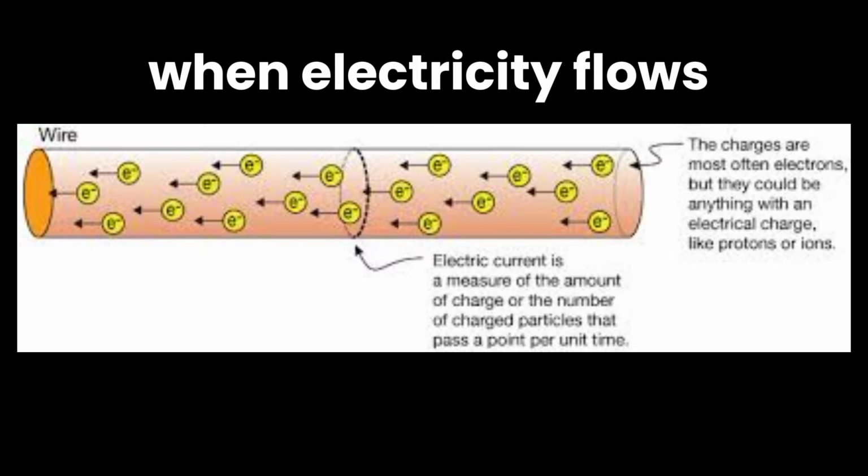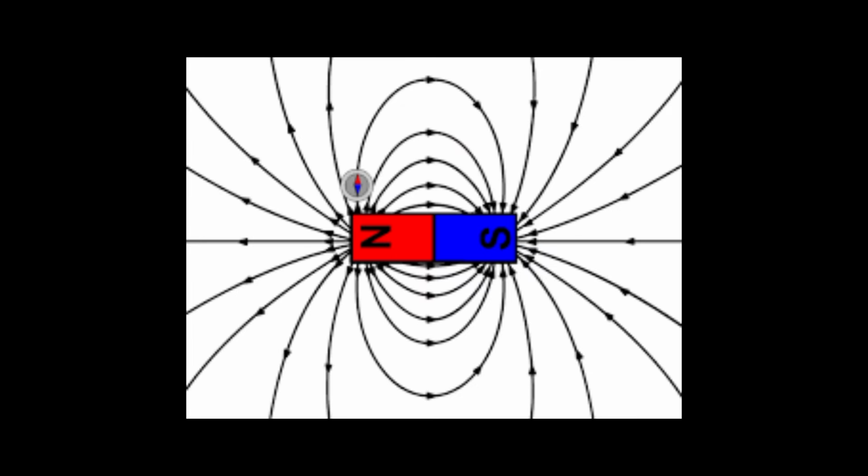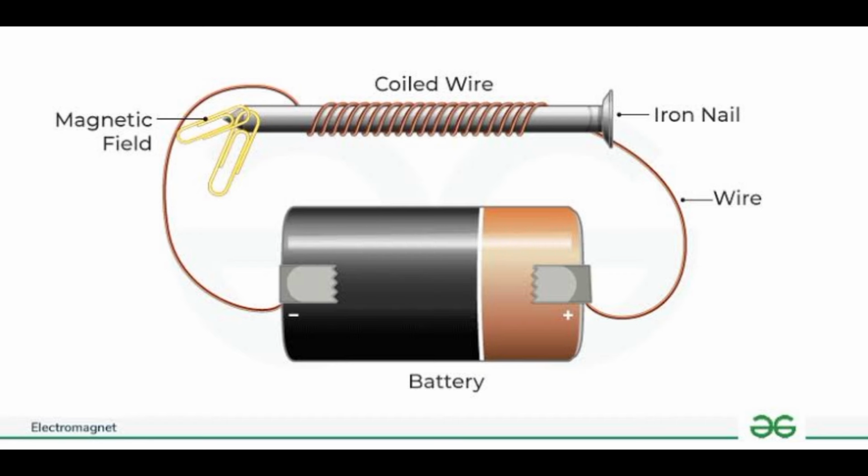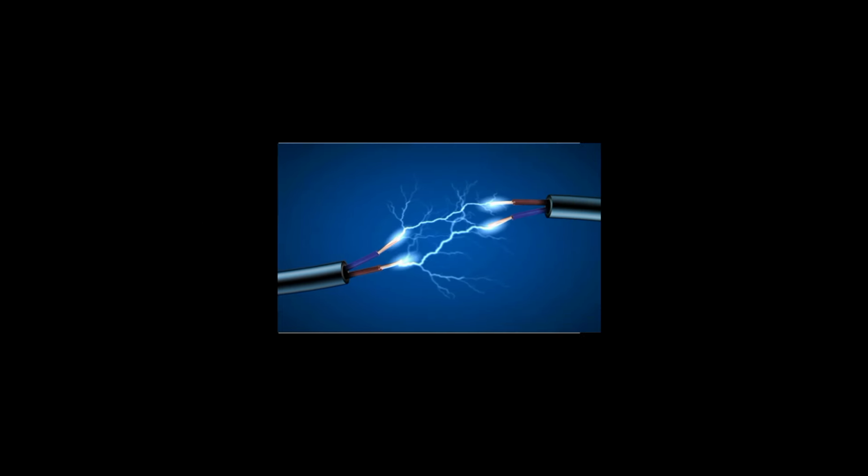When electricity flows through a wire, it creates a magnetic field. And if you coil that wire around something metal, like a nail, you get an electromagnet. Boom! You've just made a magnet that you can turn on and off with electricity. Try that with your fridge magnet. So, we've got electricity and magnetism working together. But what happens when we mix them up even more?